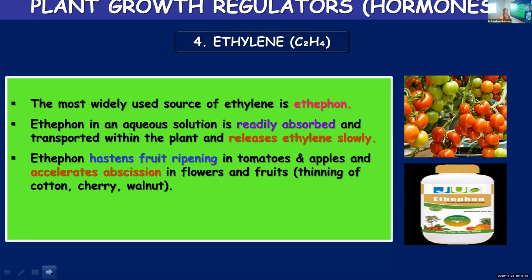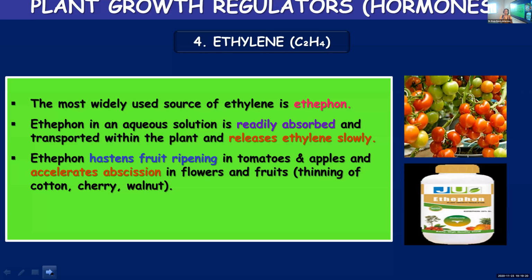And to carry out thinning of fruits, flowers and fruits should be shed off. So this will promote abscission in flowers and fruits. This is carried out in cotton, cherry, and walnut. When so many fruits are being produced, none of them will be able to develop effectively. So thinning is carried out so that some of the younger fruits and flowers will be removed, and the remaining fruits will get sufficient space to grow.